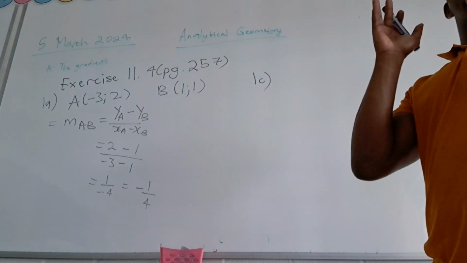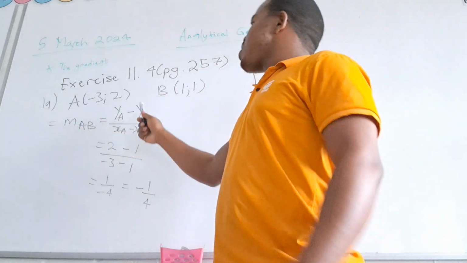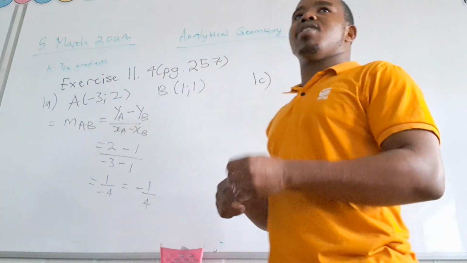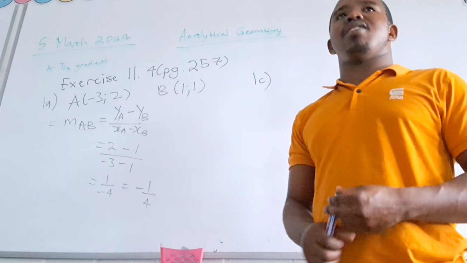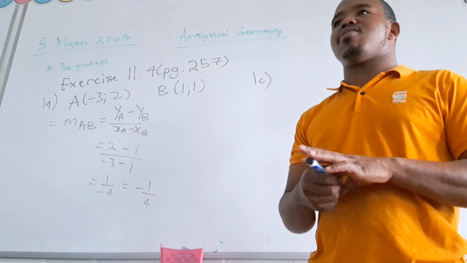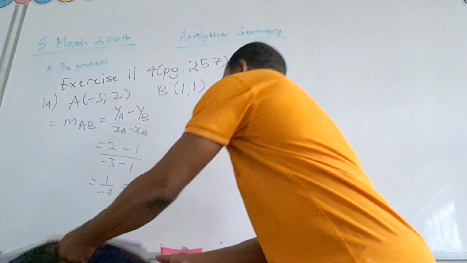It doesn't matter if you start with YB minus YA, so long as you keep the order. Remember we said if you say YB minus YA, it must also be XB minus XA. You'll still end up with the same answer. Clear? Bell, did you get it right? Let's go to C. Right?